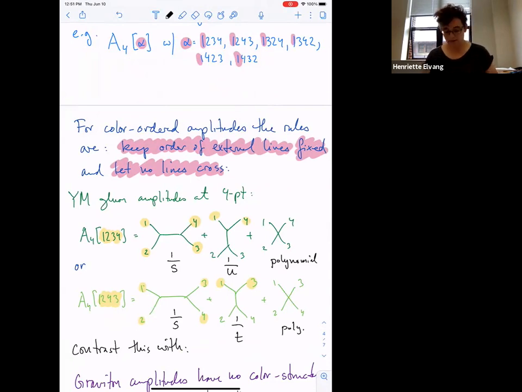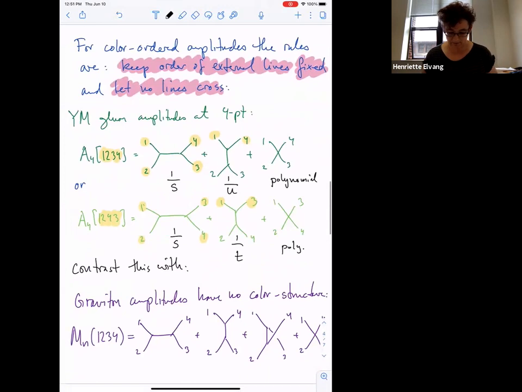So you should contrast this with what we get from graviton amplitudes. Graviton amplitudes have no color orderings, so all channels apply, and there'll be an S pole, there'll be a U pole, there'll be a T pole, and then some polynomial stuff in the Mandelstam and spinor helicity variables.